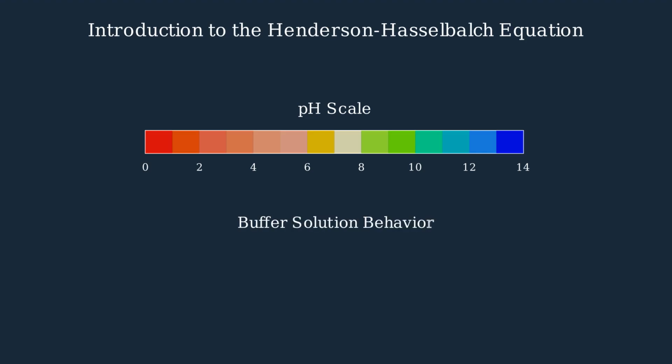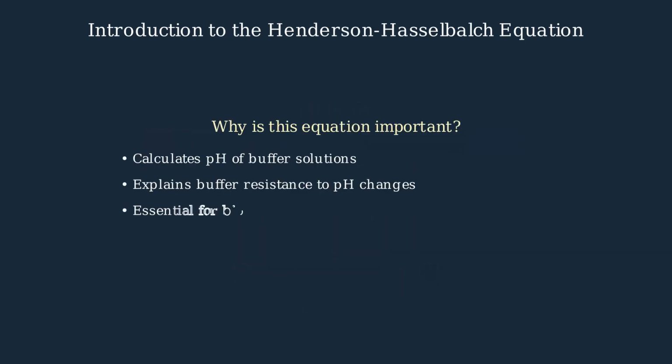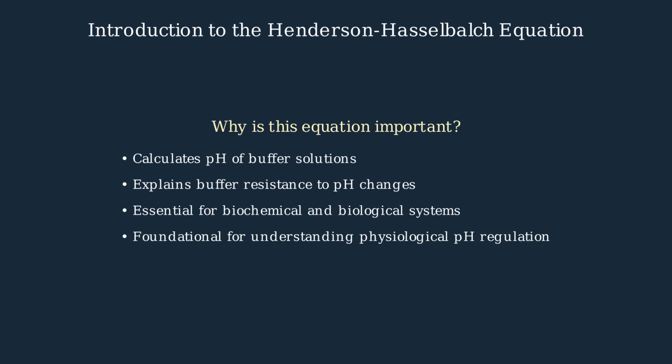The Henderson-Hasselbalch equation is crucial for understanding buffer solutions, which consist of a weak acid and its conjugate base. These solutions resist changes in pH through chemical equilibrium. The Henderson-Hasselbalch equation is important because it allows scientists to calculate the pH of buffer solutions and explains how these solutions maintain relatively stable pH levels despite the addition of small amounts of acids or bases.